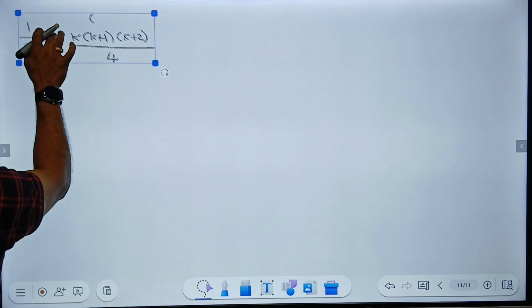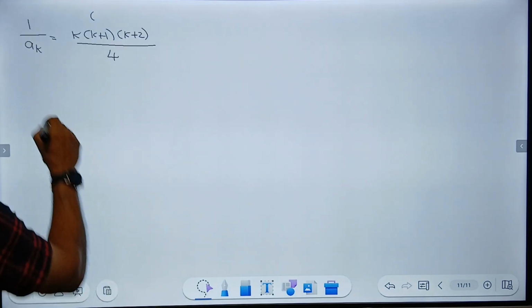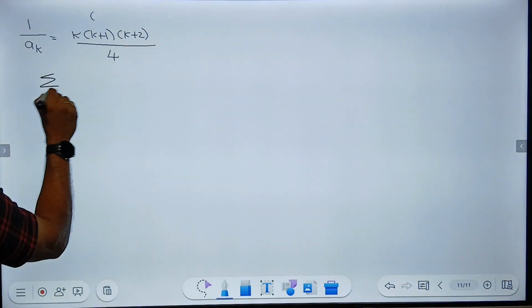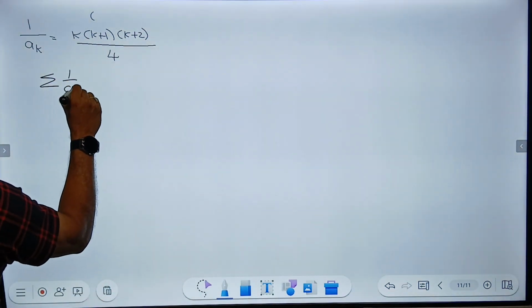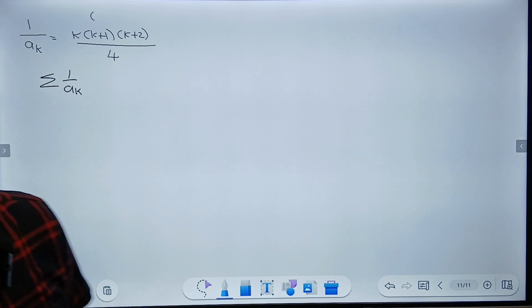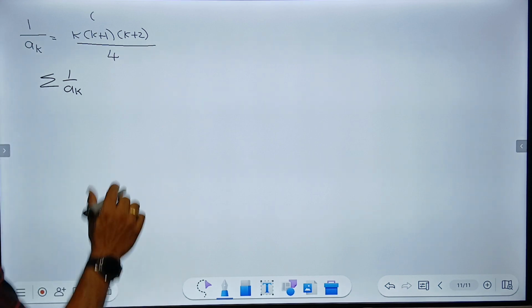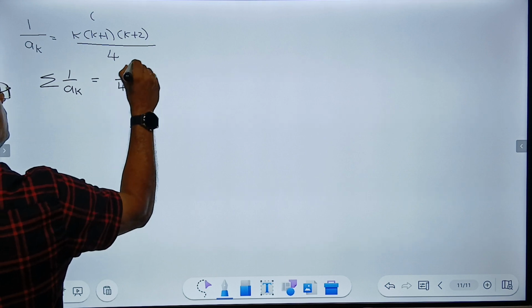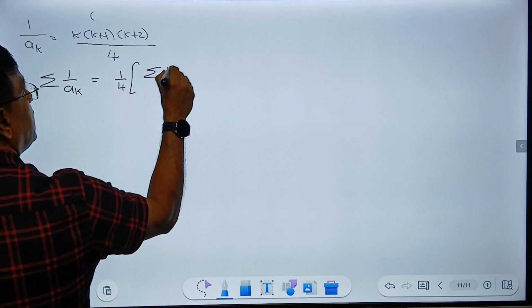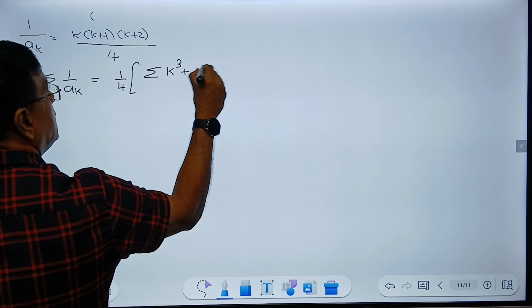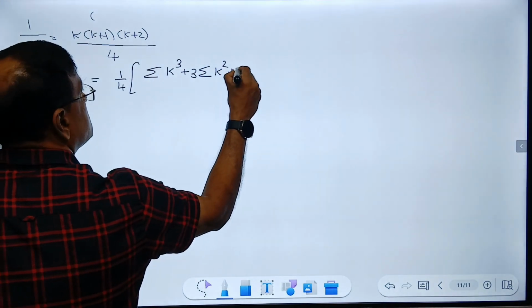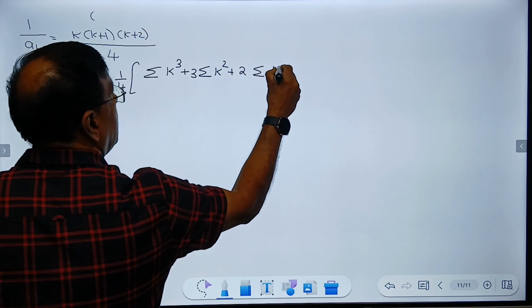So I have it here. Now what do I do? I want to find sigma 1 by ak. Sigma 1 by ak up to how many terms? Up to 10 terms only, but I'll find it for n. It will be 1 by 4 into sigma k cube plus 3 sigma k square plus 2 times sigma k.